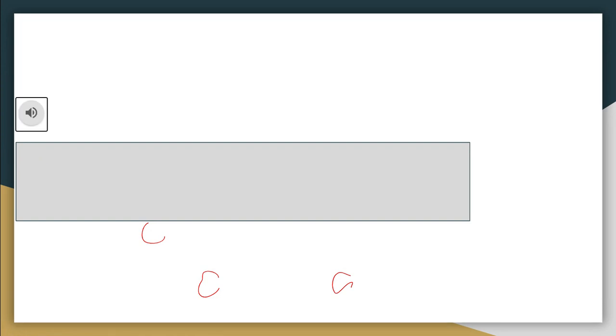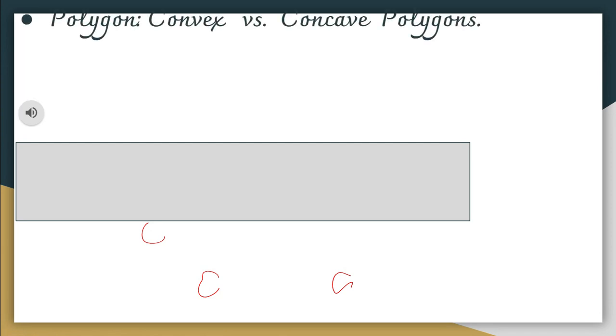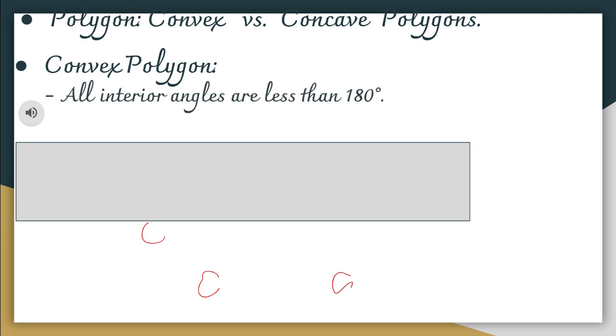Let us now look at another category, or another type of polygon, based on their shapes. They are convex and concave polygons. Let's first understand what convex polygons are. Convex polygons are those whose interior angles are less than 180 degrees. So when we talk about a convex polygon, all the interior angles should be less than 180 degrees. What is 180 degrees? We know that 180 degrees is called a straight angle, right?